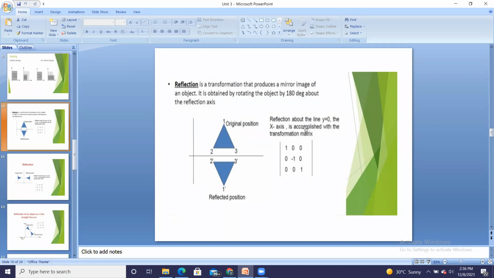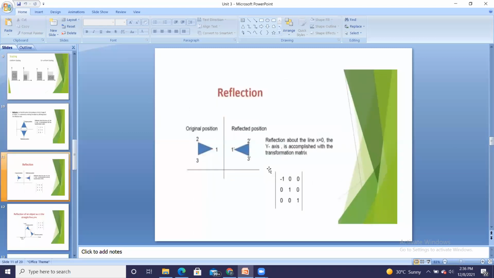Then we have seen the reflection matrix, the T matrix along x-axis. The x parameter is not going to change, only the sign of the y parameter is changing, and that's why your T matrix is [1, 0; 0, -1]. So that is about reflection about x-axis. In the same manner, we have the reflection about y-axis.